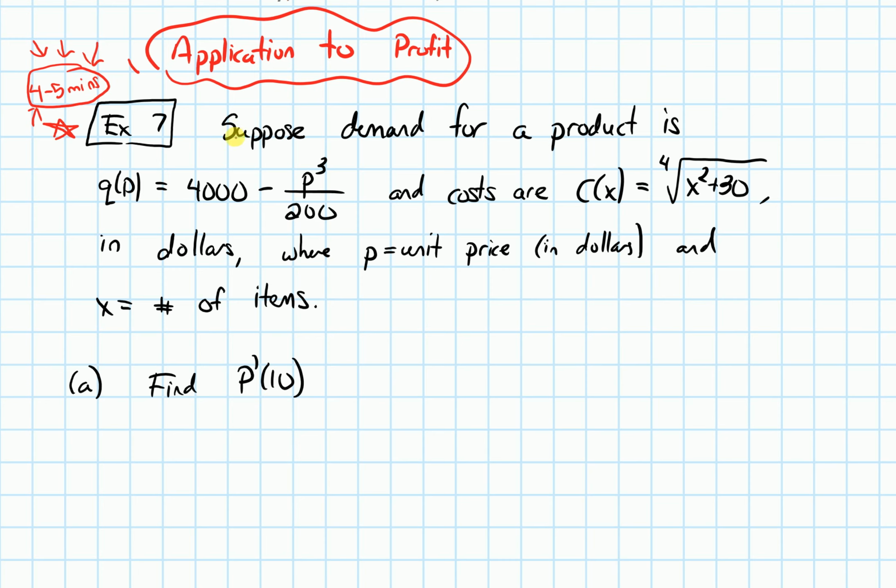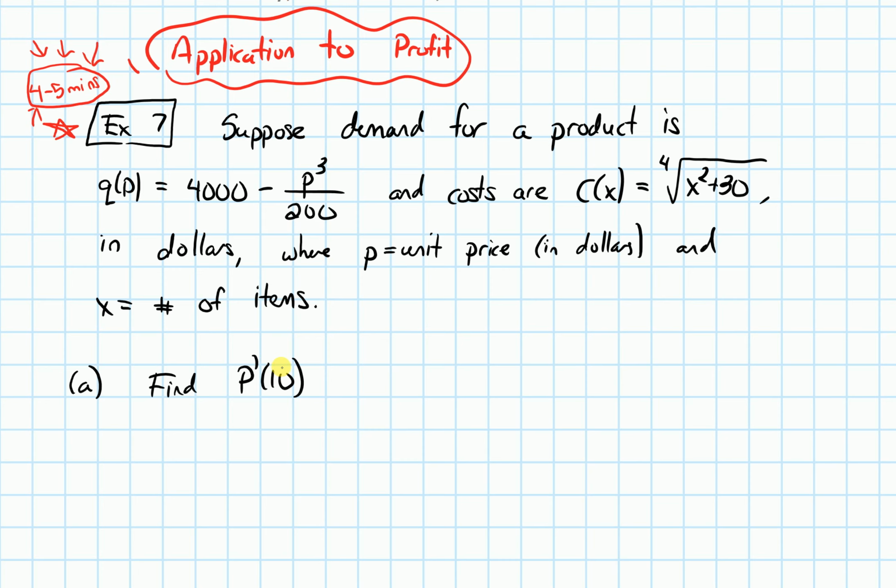So this problem gives us this demand function for a product. It gives us this cost function. So the demand is in terms of the variable P, where P is the unit price in dollars. And the cost function is in terms of the variable X, where X is the number of items. And part A of this example asks us to find P prime of 10. So this is the derivative of profit at 10.